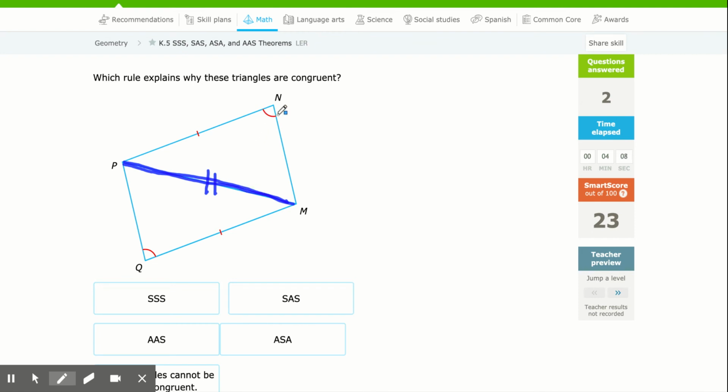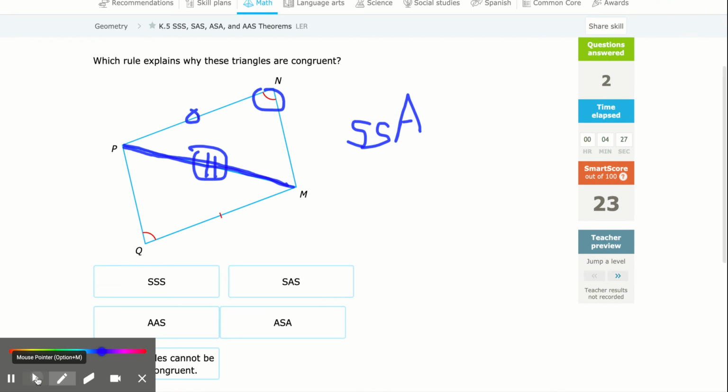So again, I have an angle, a side, and a side, or a side, side, and an angle. But again, that's not one of our congruency postulates. I have a side, I have a side, and I have an angle. Again, that is not one of our congruency postulates.